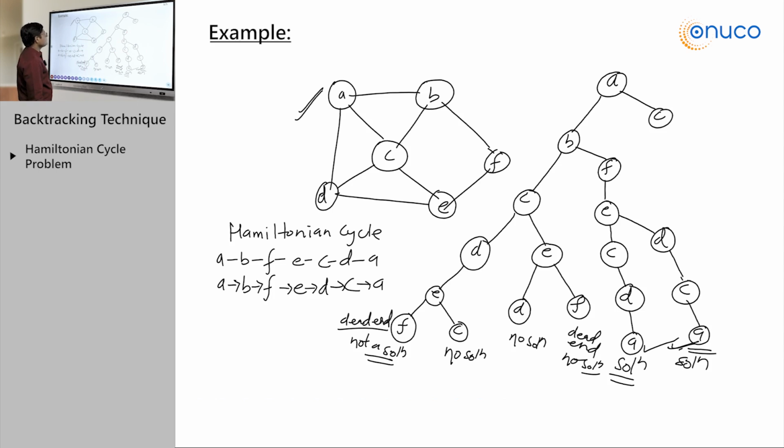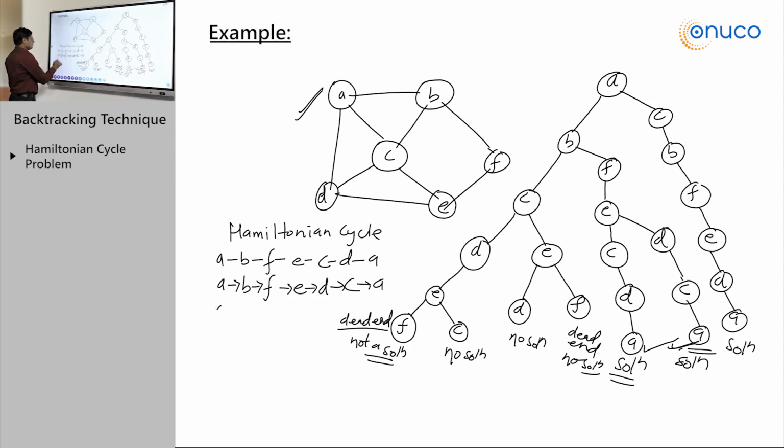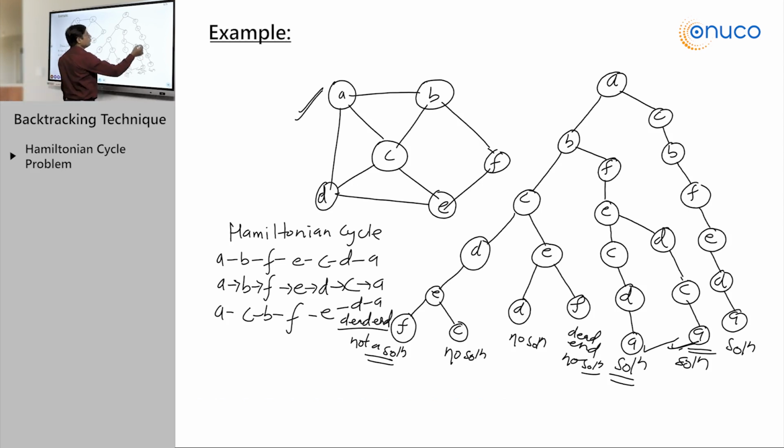A to C. Now from A to C, we have the path A to C to B, B to F, F to E. Since C is already visited, E to D and D to A. This is another solution: A to C, C to B, B to F, F to E, E to D, and D to A. Now let us find another way from A to C.